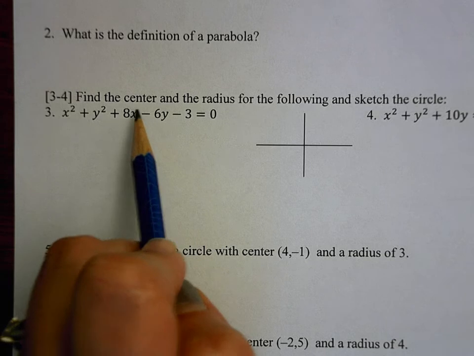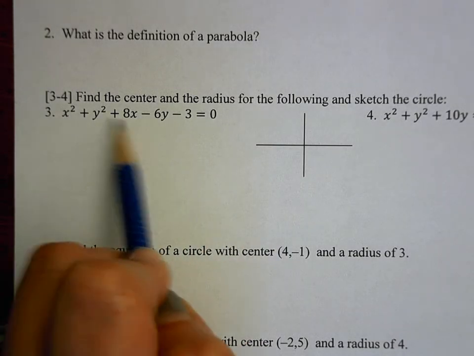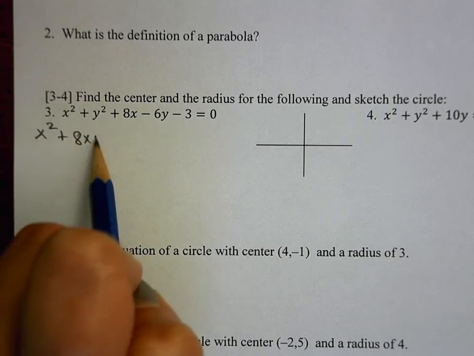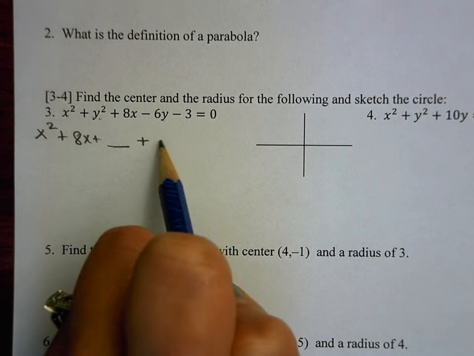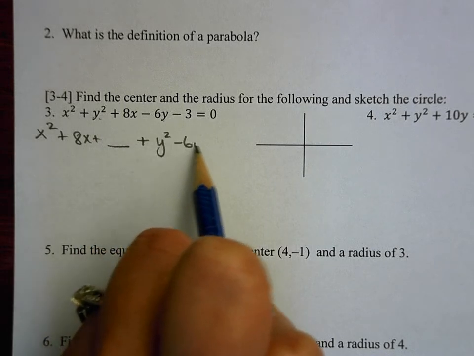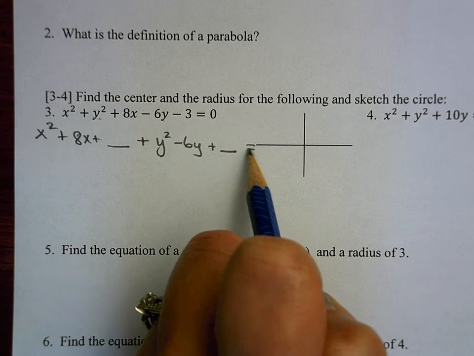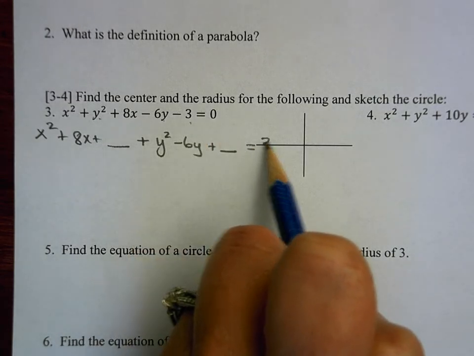So in order to find the center and the radius, I need to rearrange this. So I'm going to put the x squared together with the 8x. And I know I need to complete the square, so I'm just going to put a little blank here. And then I'm going to group my y squared and 6y together. And then again, I know I need to complete the square, so I'm going to put a blank there. And then this is just a constant, so I'm going to add it over to the other side. So that'll be a 3.